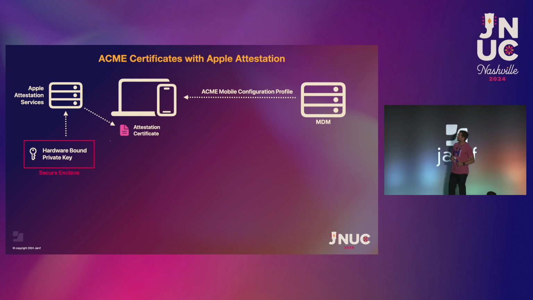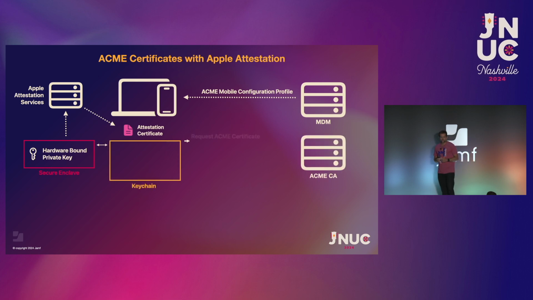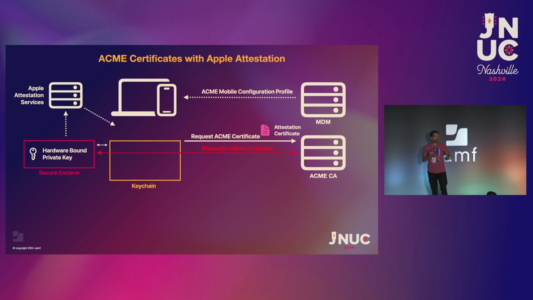So then that certificate goes into our keychain process where we now will send over an ACME request to an ACME CA that includes that attestation certificate. Now, this is where the magic really starts to happen. That ACME CA will look at that attestation certificate and will issue a WebAuthn client certificate challenge back down to the device. Using similar principles to what it did with the signing to the Apple attestation service, it will say, hey, I'm going to challenge you with something that you will only be able to answer if you possess that private key.